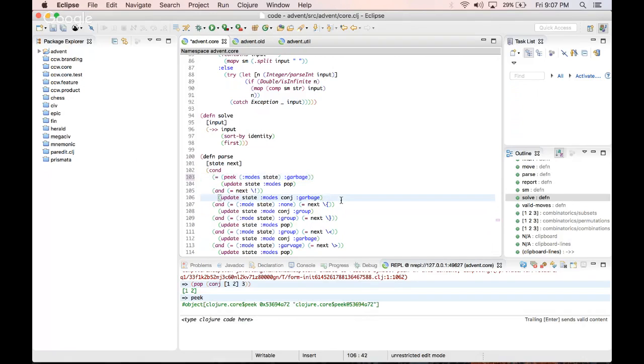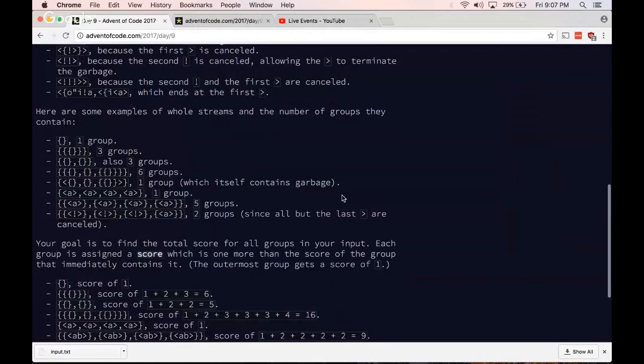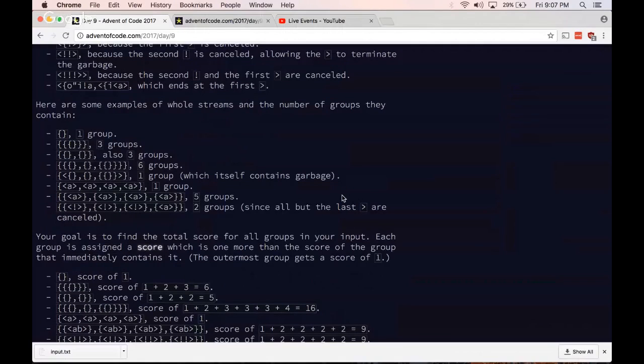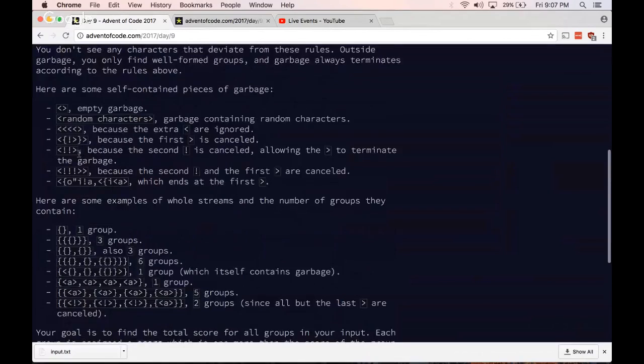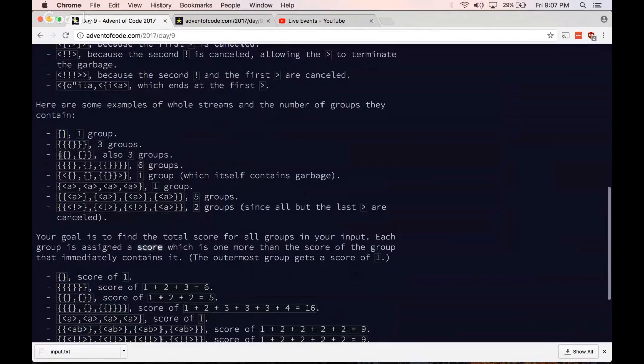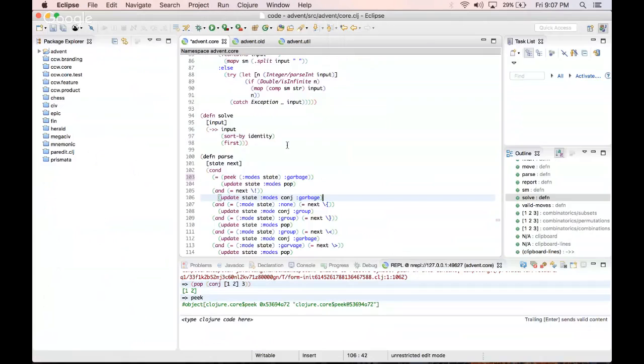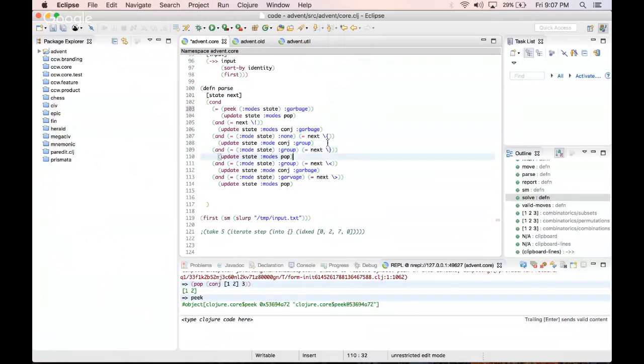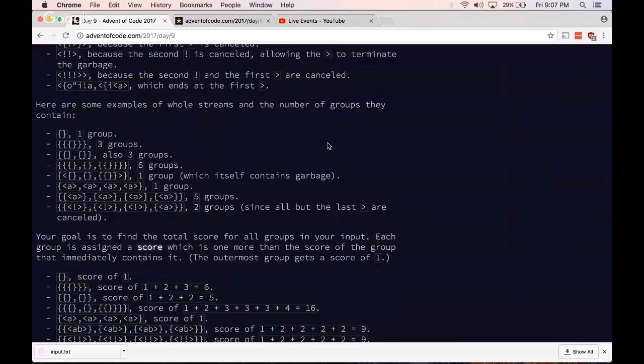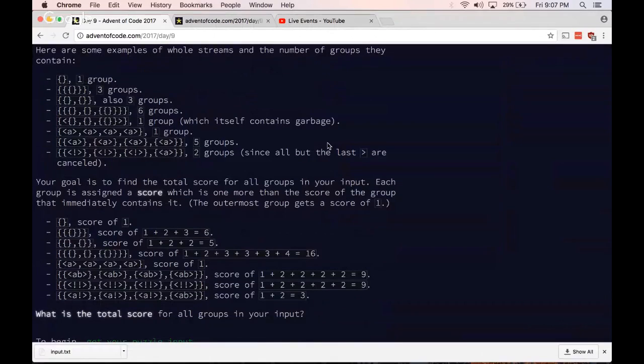There, good balance. All right. Now, this is 3 groups. This is also 3 groups. So this is because there's a group inside this group. Okay, so it seems kind of like the pop is the point where we're going to increment a number here.